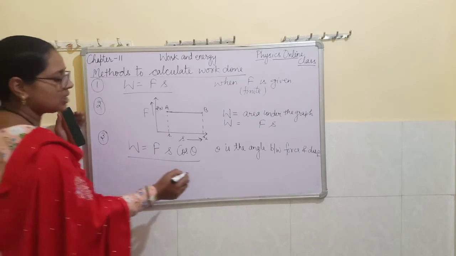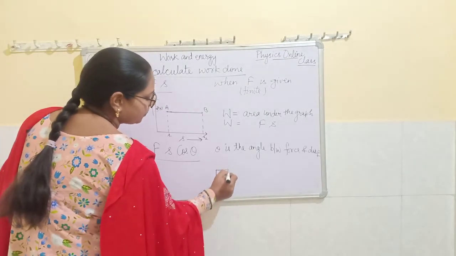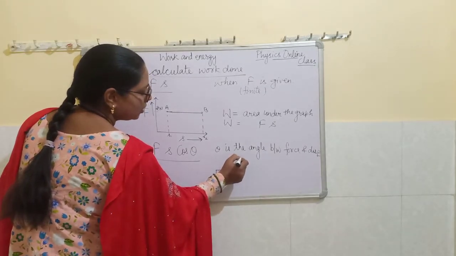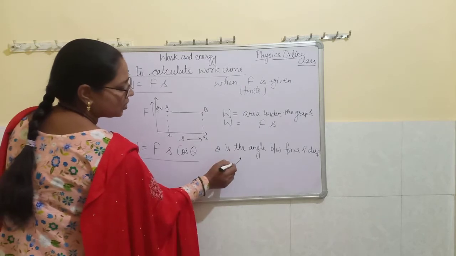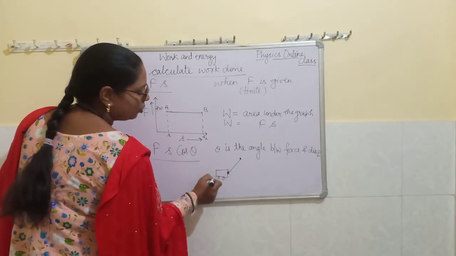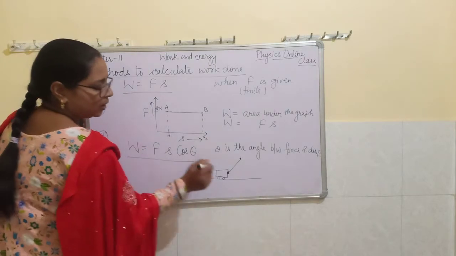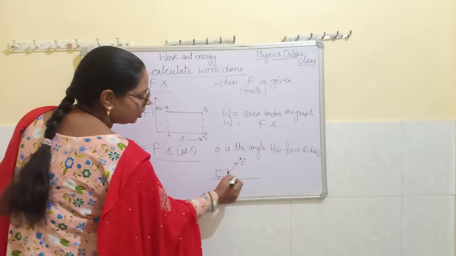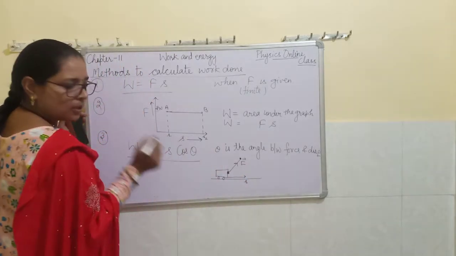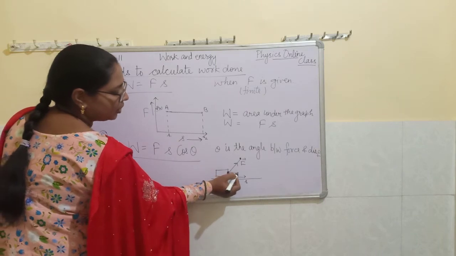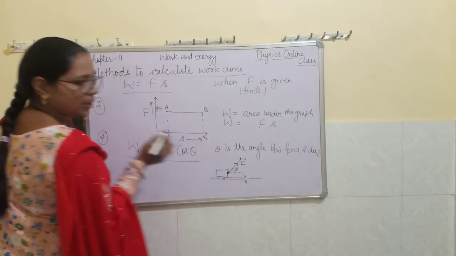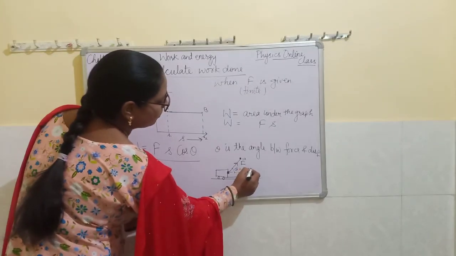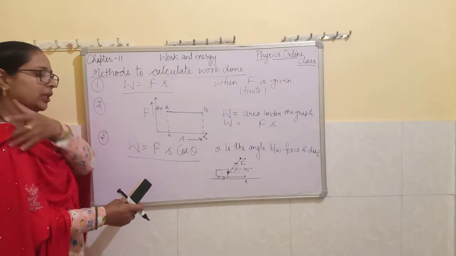Suppose there is a toy and a boy ties a thread to this toy and holds it in his hand here, and when he starts pulling, this toy will move on the surface in this way. That means the force applied is in this direction and the body is moving linearly on the surface. Then there is an angle between force and displacement. Suppose the value of this angle is 45. Then how will you calculate the work done?